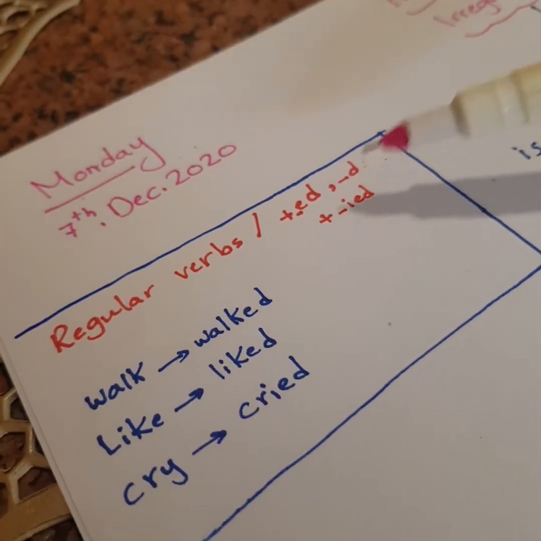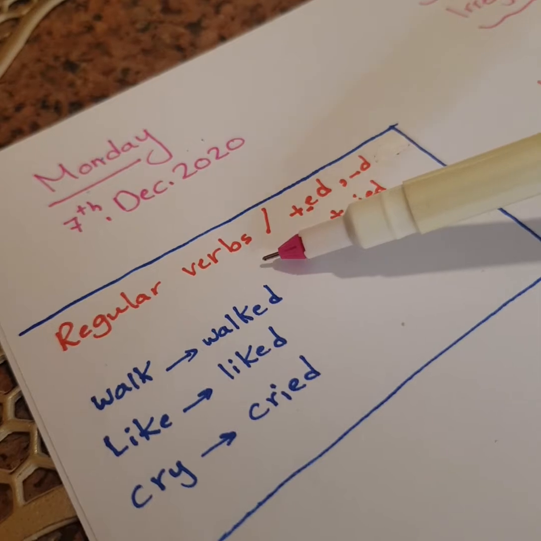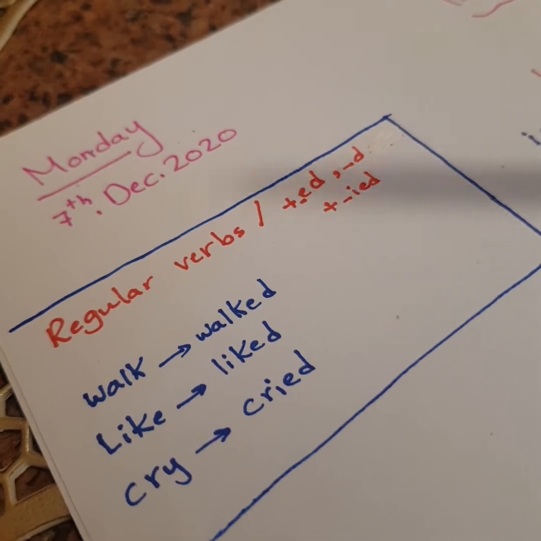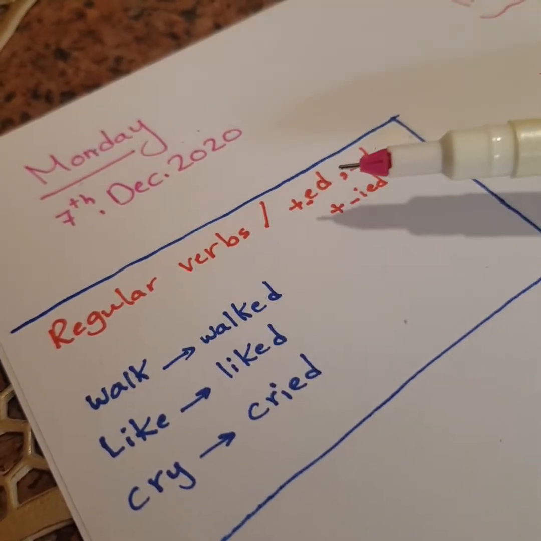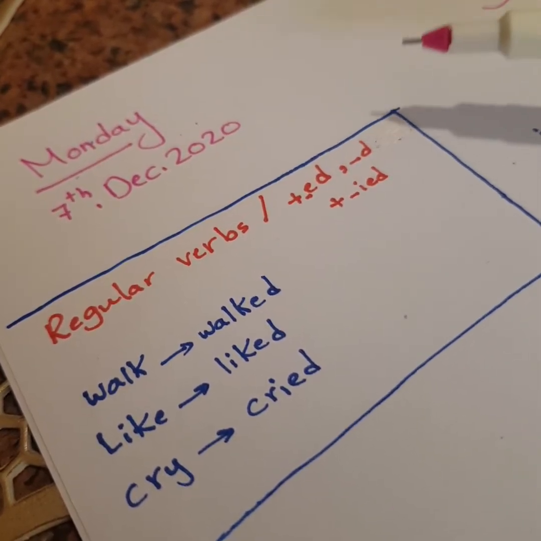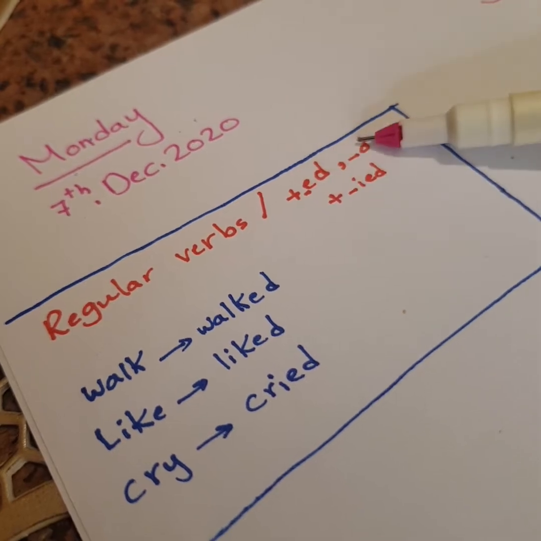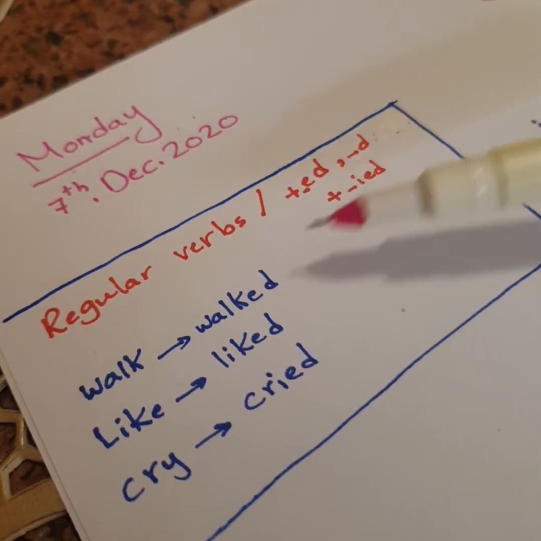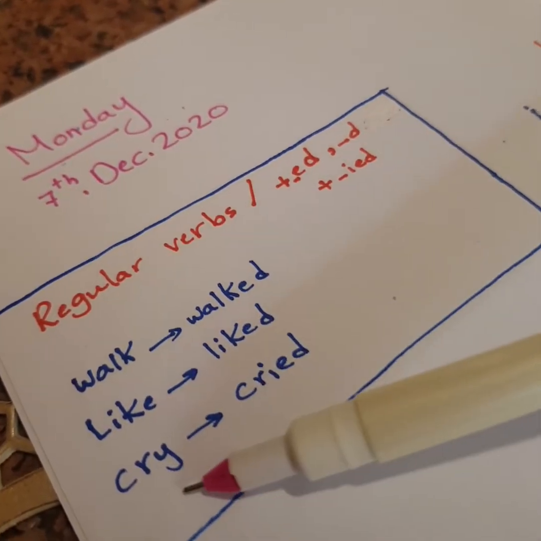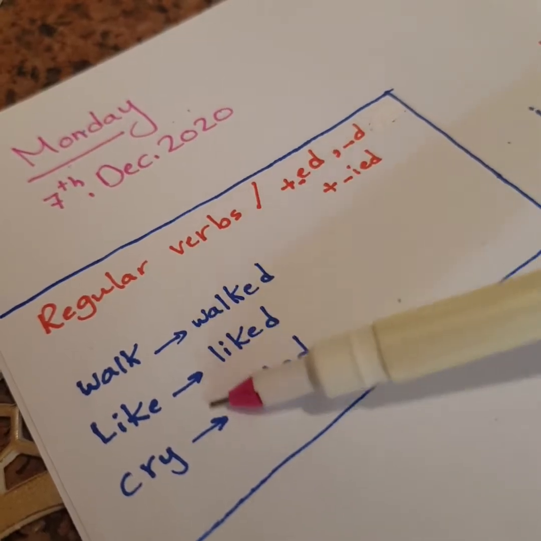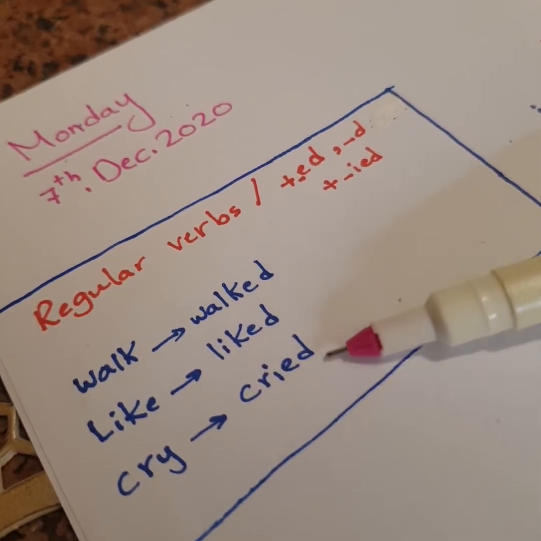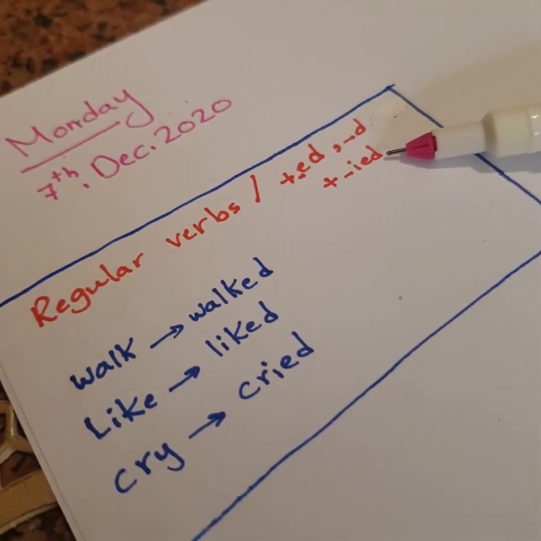In our previous lessons, we learned about the regular verbs. Regular verbs are verbs that are formed by adding ed, d or ied. For example, we have walk, walked, like, liked, cry, cried. So we form the past simple by adding ed, d or ied.